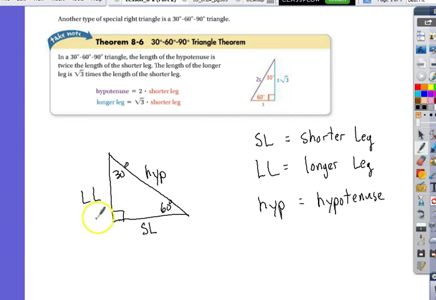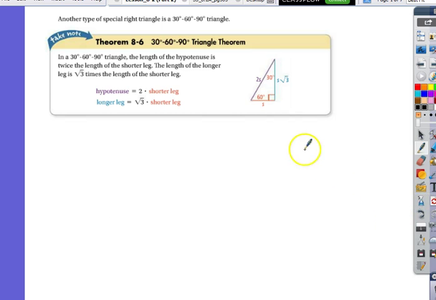So even though you can't tell from looking at the figure which side is longer and which leg is shorter, you can look at the angle measures and make that determination. Very, very important that you're able to do that. Because if you don't set up the triangle right, you're not going to get the right answers. All right, so let me draw one for you, and let's see if you can set it up.